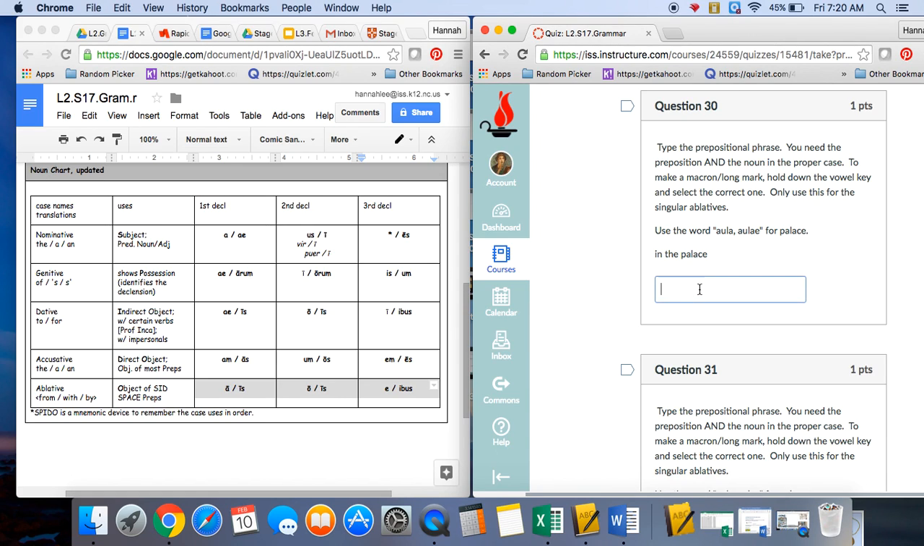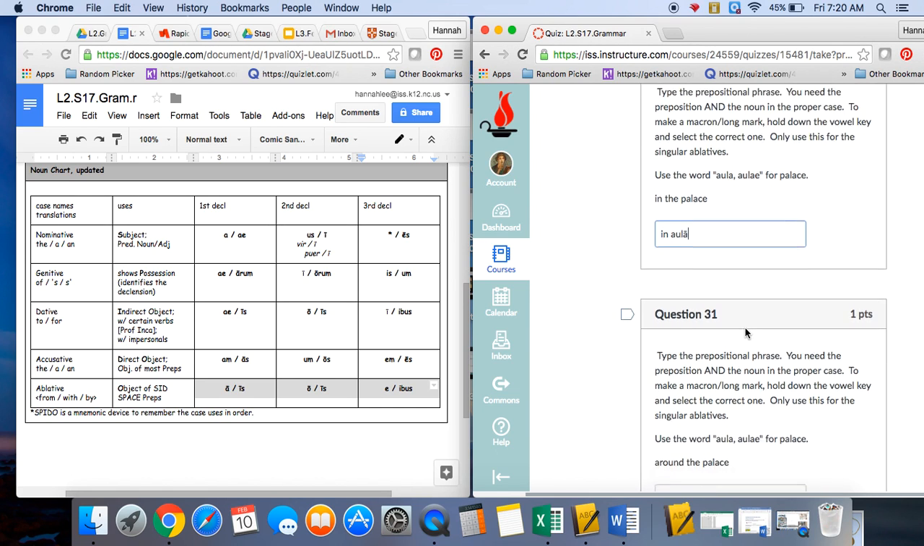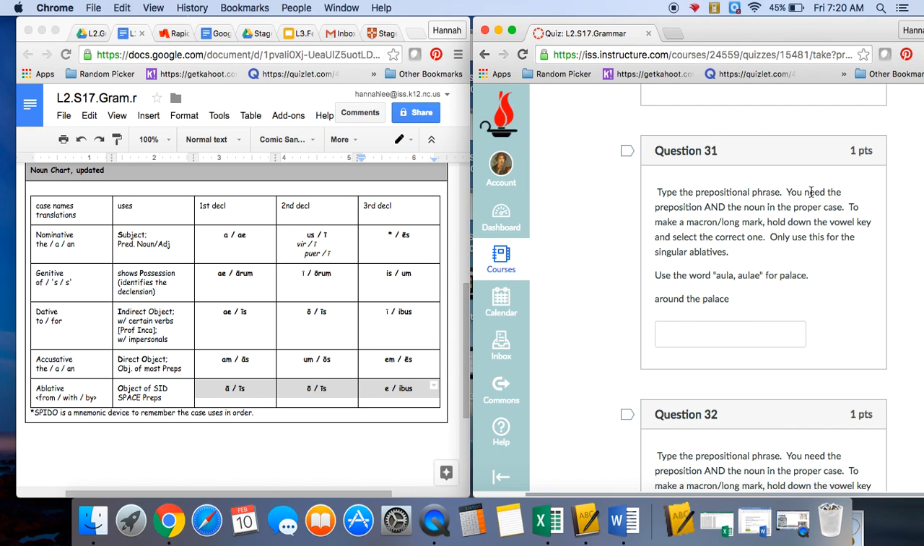Maybe I should show you what that looks like. Okay, I'm holding down the A, and then this pops up. It looks like it is the grayed out number 8, and there it is. Okay, number 31. Type the prepositional phrase for around the palace.